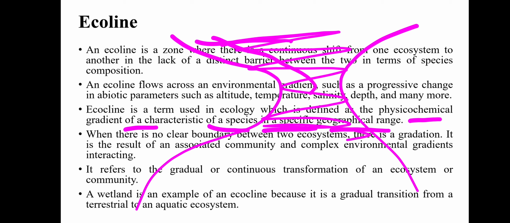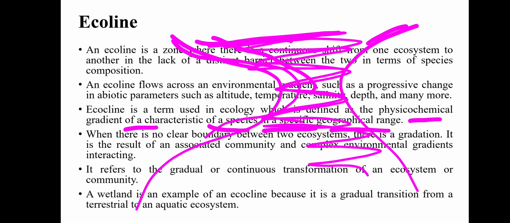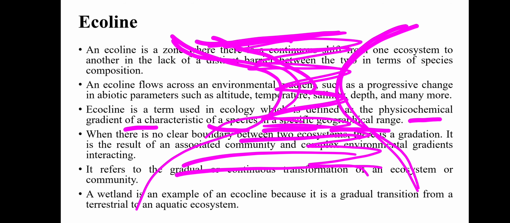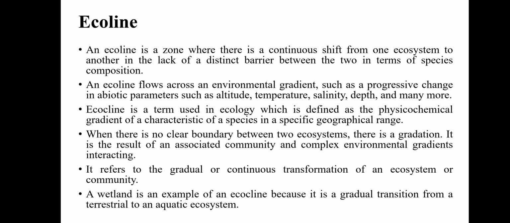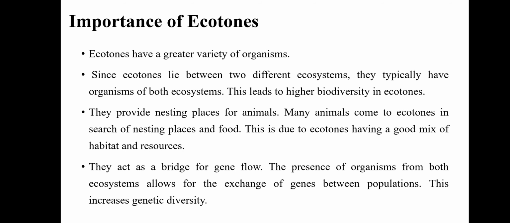These are the zones which are known as ecotone, or known as ecoline also, because it is not a strict boundary. It is a region where one community changes, another community starts appearing, and this zone is known as ecoline because there is no strict boundary in case of ecoline. A wetland is an example of ecoline because it is a gradual transition from terrestrial to aquatic ecosystem. Then importance of ecotone. Ecotone has greater variety of organisms.